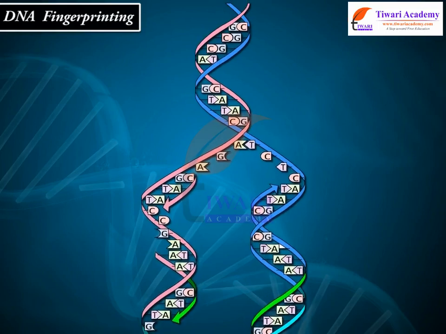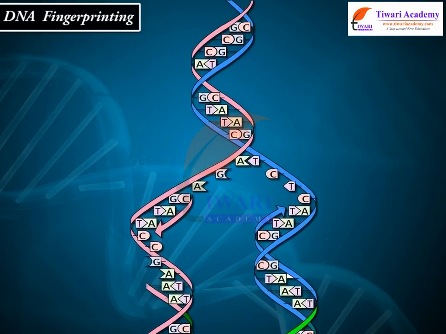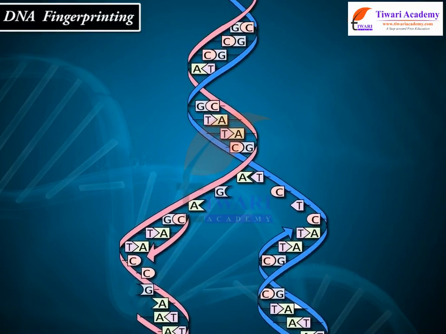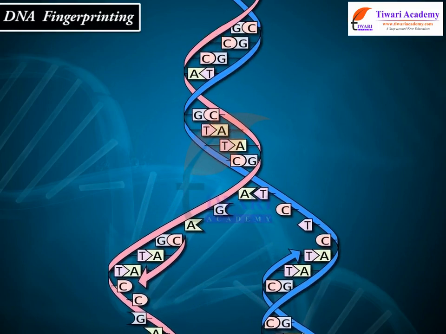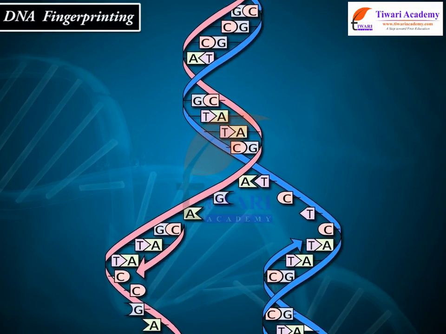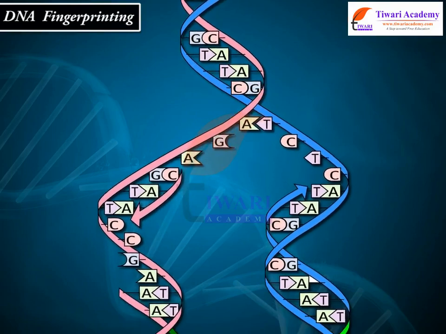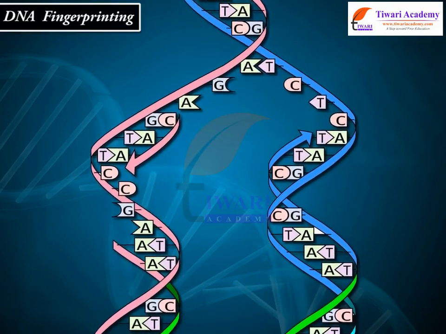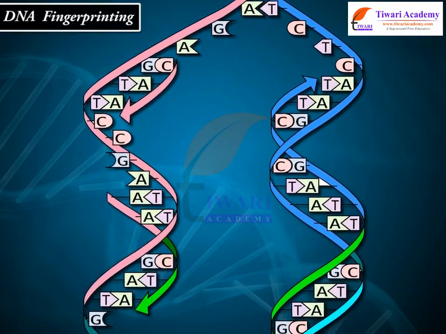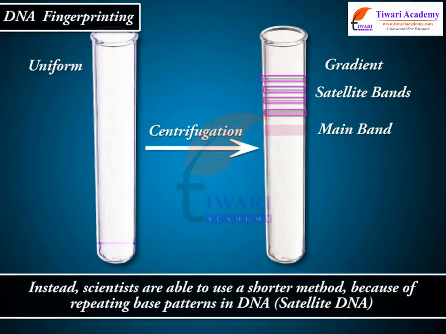Using these sequences, every person could be identified solely by the sequence of their base pairs. However, there are so many millions of base pairs, due to which the task would be very time-consuming. Instead, scientists are able to use a shorter method because of repeating base patterns in DNA, satellite DNA.